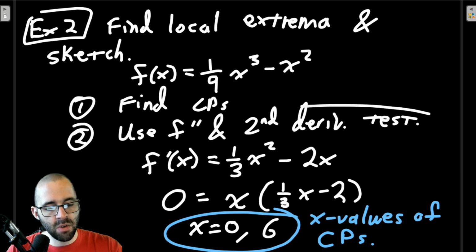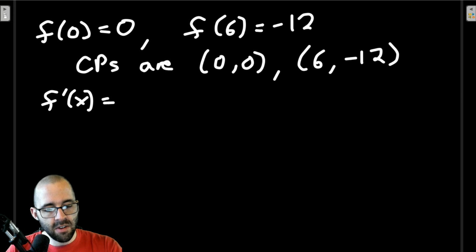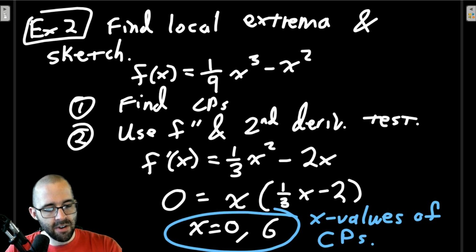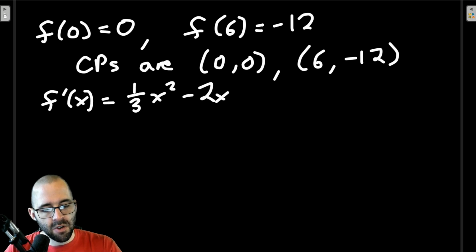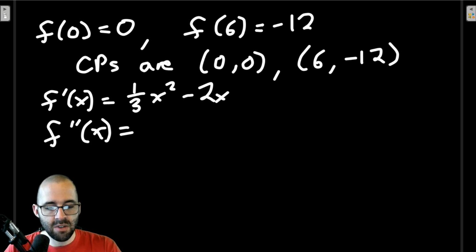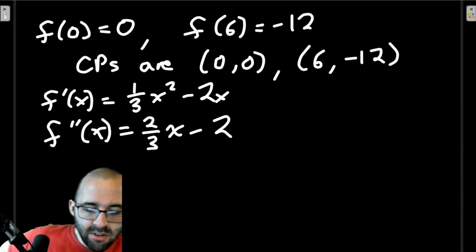So next, we need to find the second derivative and use that second derivative test. The first derivative, remember, was 1/3 x squared minus 2x. To find the second derivative, we take the derivative again, using the power rule. The 2 comes down, 2 times 1/3 is 2/3, leave the x just there, and minus the derivative of 2x, which is just 2. So this is our second derivative.